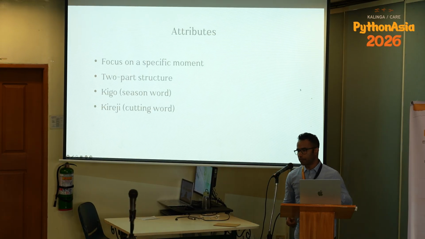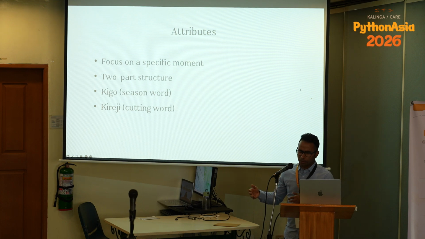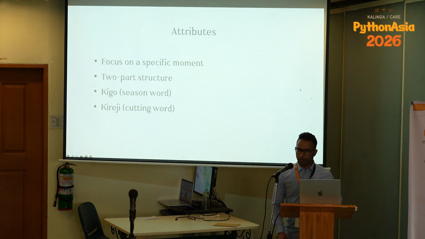Third is the use of season word or kigo. In the first poem, frog is considered a season word or an indicator for spring. Fourth is the use of cutting word or kireji in Japanese. Those are the specific words in Japanese that separate the 2 parts. In English, the same effect could be achieved by the use of line breaks or punctuation.